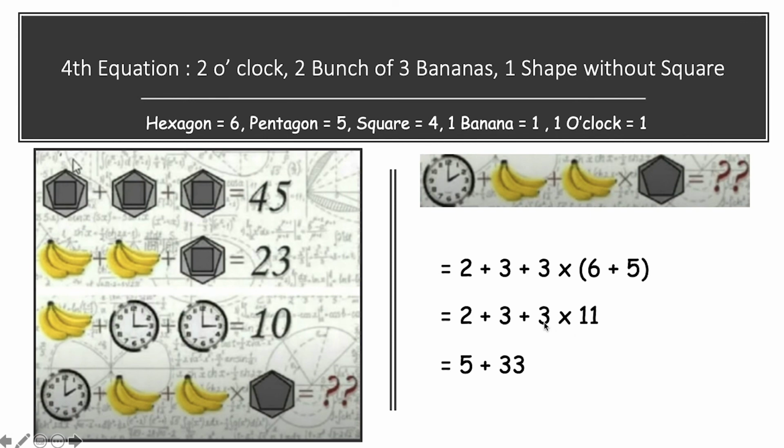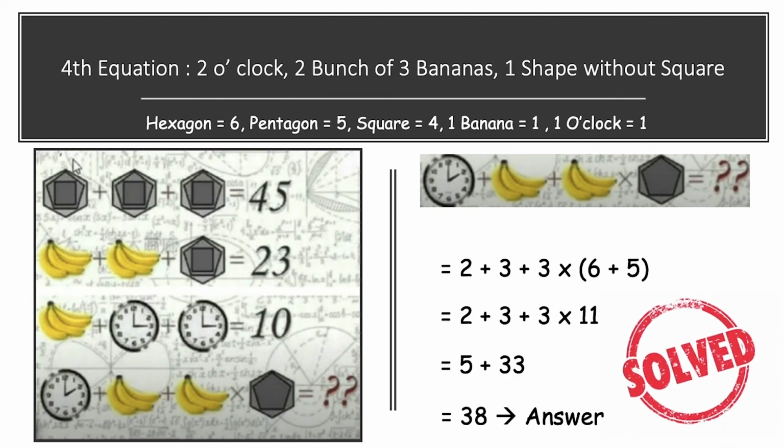Now we have to do multiplication first, and the number which will come we have to add. So 2 plus 3 equal to 5, plus 3 into 11 is equal to 33. Now 33 plus 5 is equal to 38. So this is our final answer, and we have solved this puzzle.